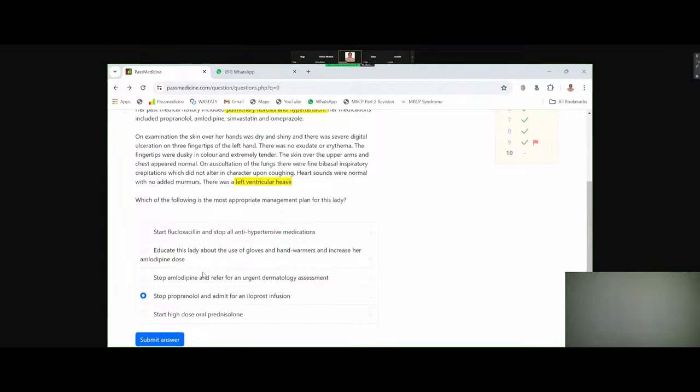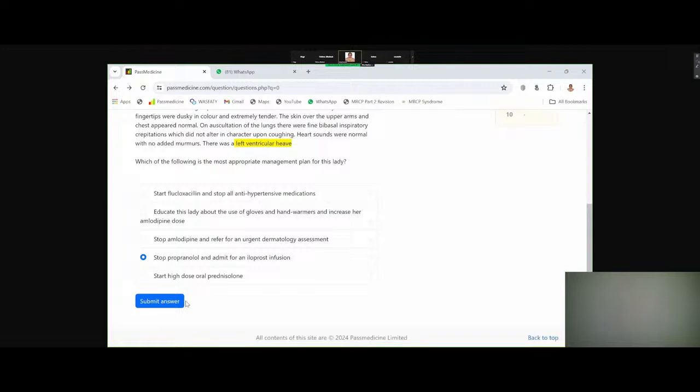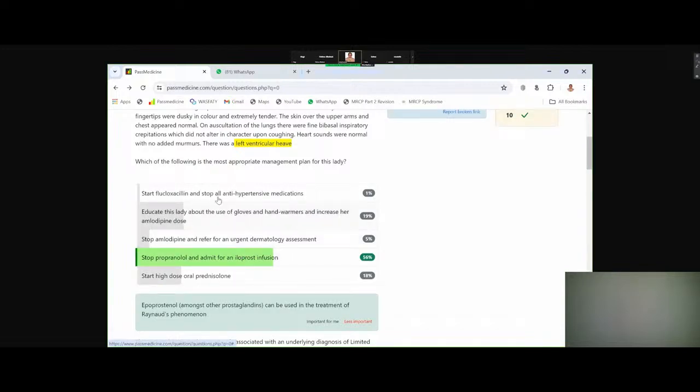We will rule out one by one. Start flucloxacillin, no need, no benefit. Educate this lady about the use of gloves and hand warmers, no, she was already using them. Stop amlodipine, refer for urgent dermatologist, no. Start high dose oral prednisone, no. So D is the leftover option. We can use this in a difficult question where it is difficult to pick quickly. We can exclude like that, by exclusion.